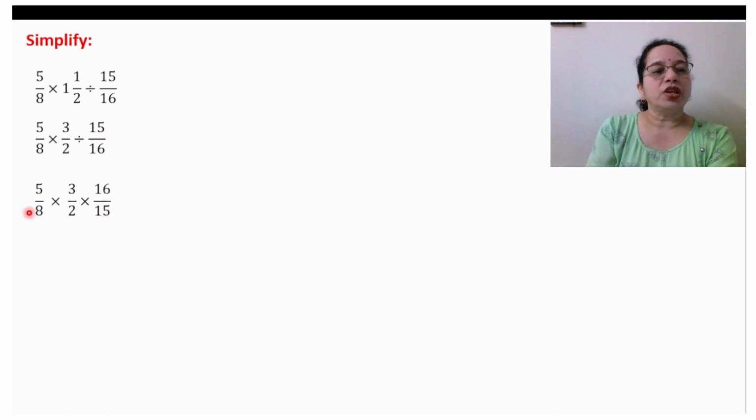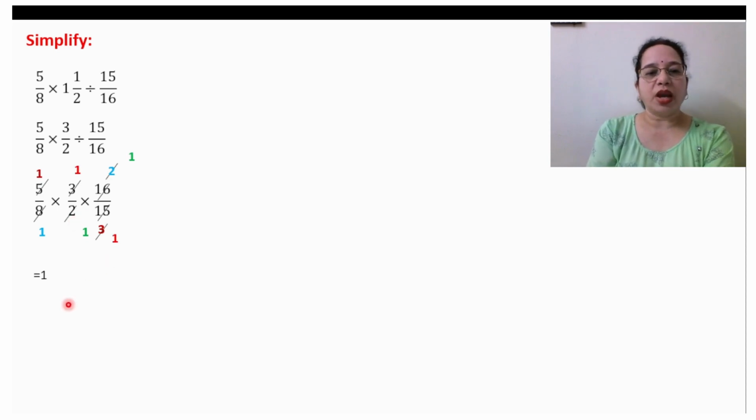Now again the question is from multiplication of fractions, so you can cut one number from numerator, one number from denominator. This is your choice. Any combination you can cut the number. So here I have taken 5 ones are 5, 5 threes are 15. Then 8 ones are 8, 8 twos are 16. This 2 and 2 is divisible. Similarly 3 and 3 is divisible, and your answer is 1.